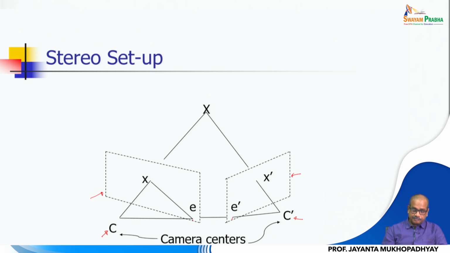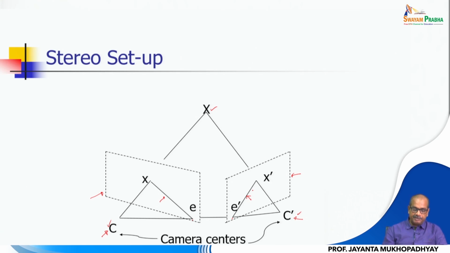And you can see that actually there is a plane connecting X, C and C prime, and this plane intersects the image plane in these 2 lines.